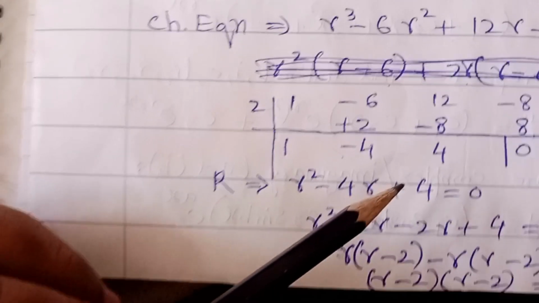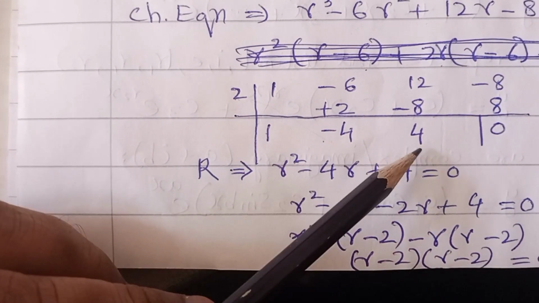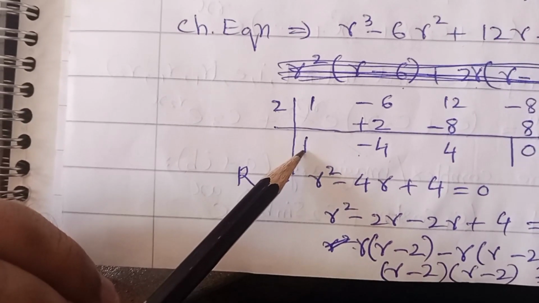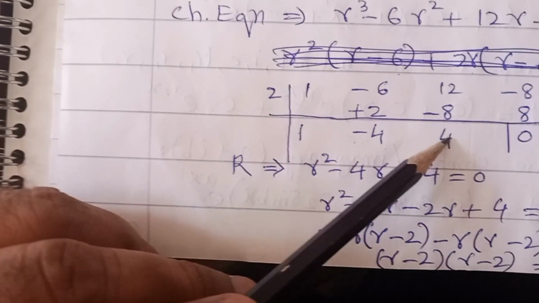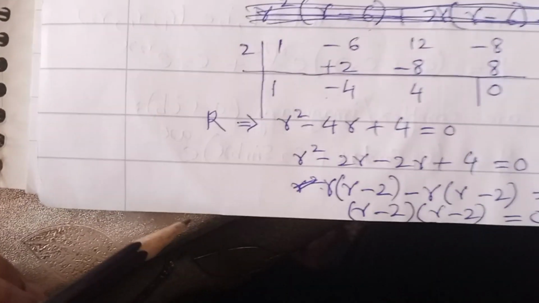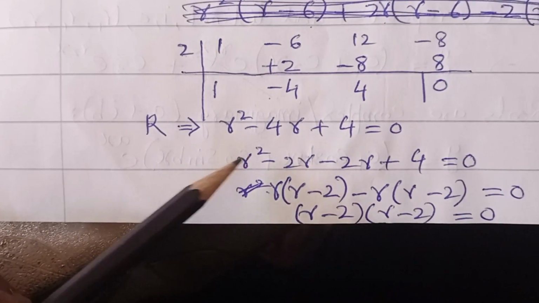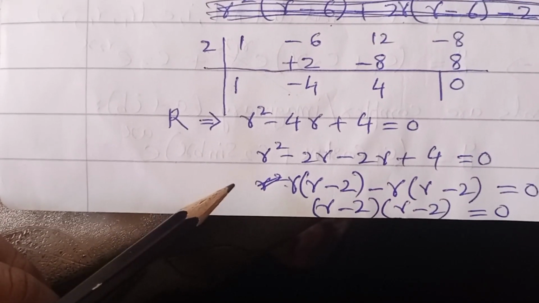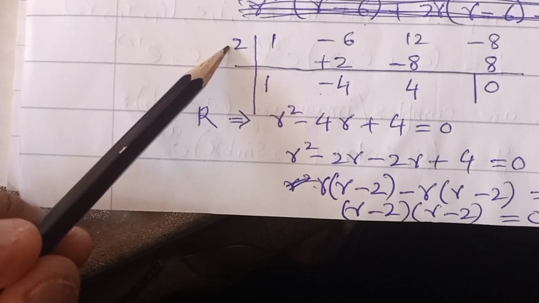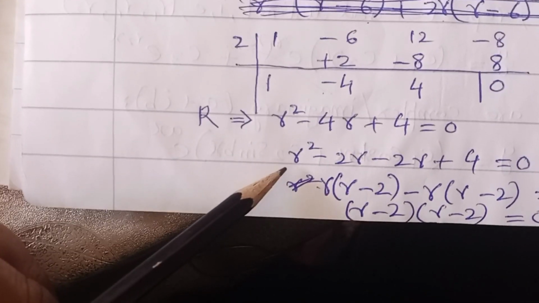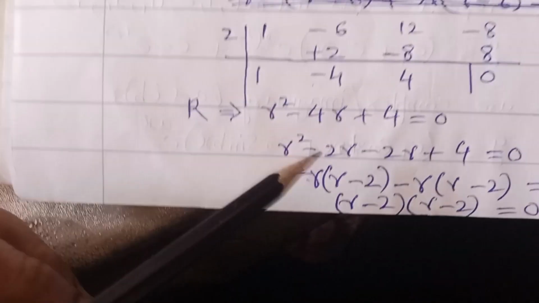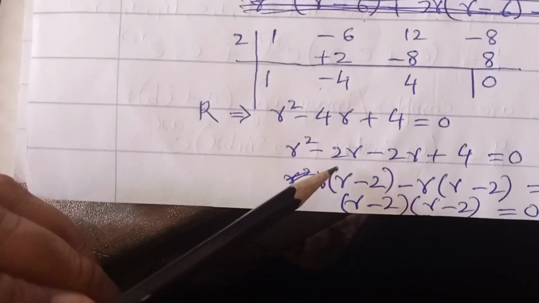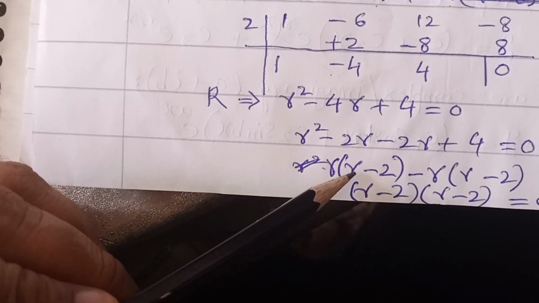The remaining coefficients are 1, minus 4 and 4. These are the coefficients of a second order polynomial, that would be 1r square minus 4r plus 4 is equal to 0. From this second order equation, r square minus 4r plus 4 is equal to 0, we will get the rest of the two roots. The first root r1 is 2. Now the rest of the two values we will get from here by breaking the middle term, minus 4r as minus 2r minus 2r, taking r common, so that you will get r minus 2.